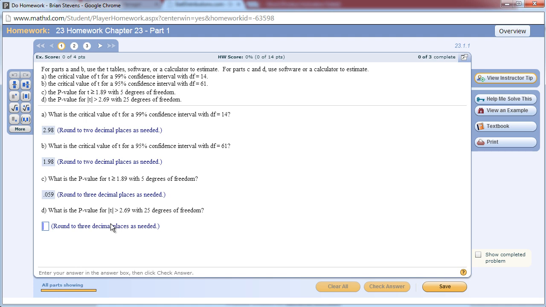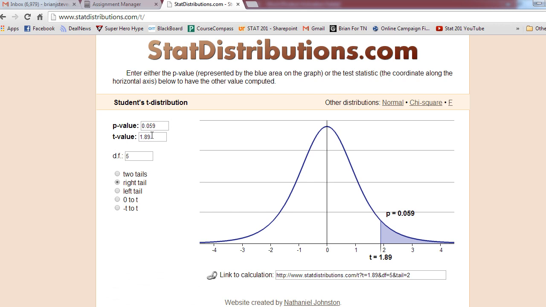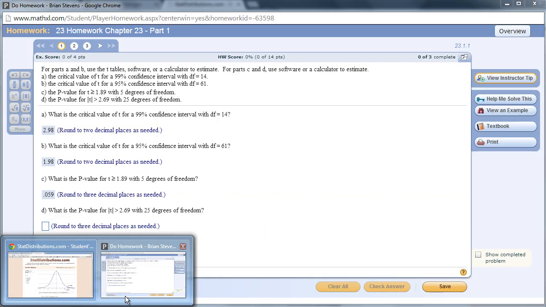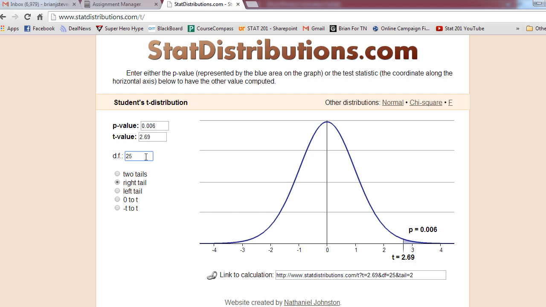What is the p-value for the absolute value of t above 2.69 with 25 degrees of freedom? And this one gets people. So we go over here to 2.69, with 25 degrees of freedom, and we need to go on the outside of it.